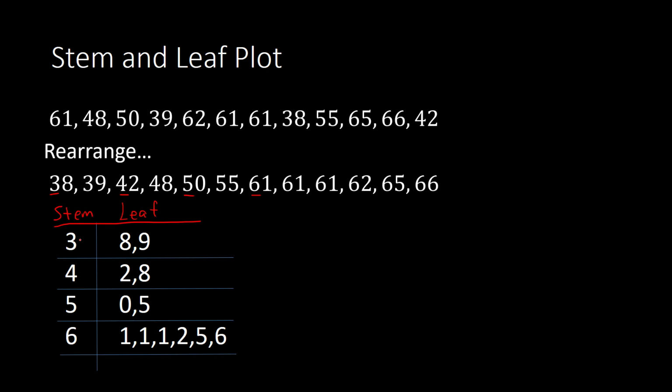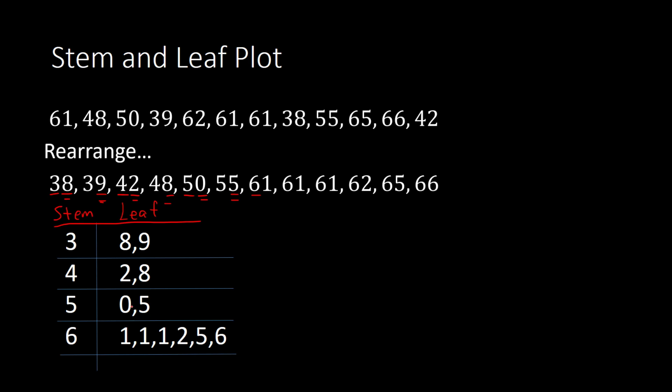So we see with a 3, we have a 38 and a 39. The leaf is going to list out all of the ones places that have that corresponding tens place. So with the 3, we see there's an 8 and a 9 that are paired up with a 3. So we write this with an 8 and a 9, meaning we have 38 and 39. And then with the 4, we have 42 and 48. So with the 4 down here in the chart, we write a 2 and an 8, representing the 42 and the 48. With the 5, we have 50 and 55.